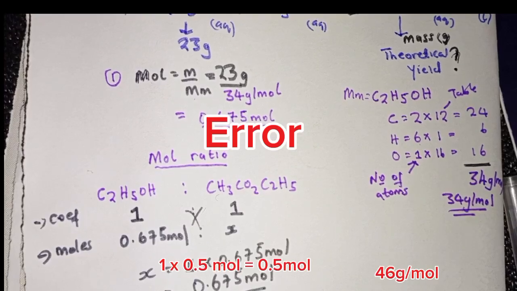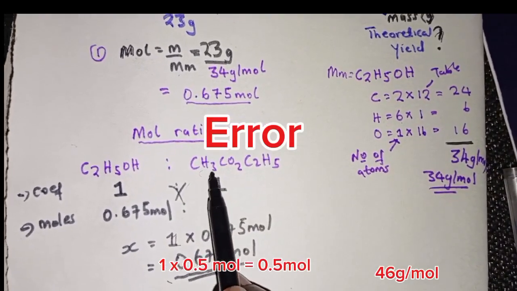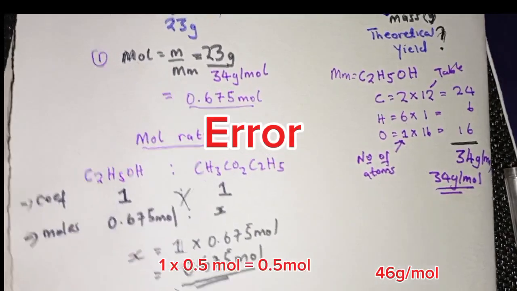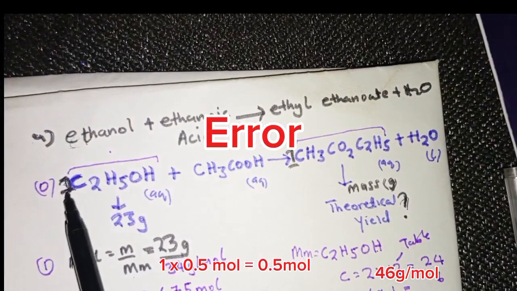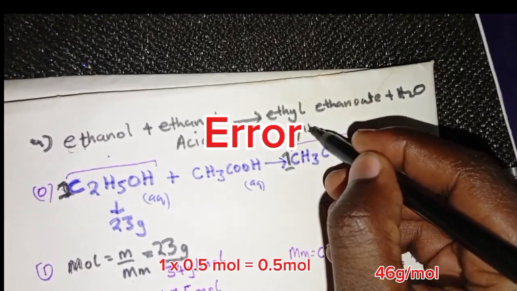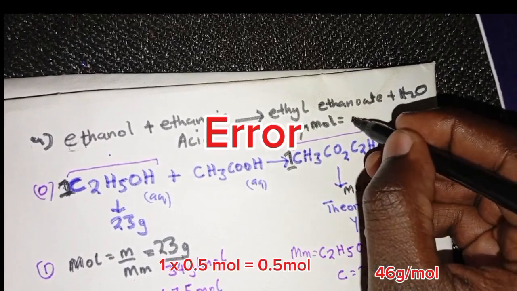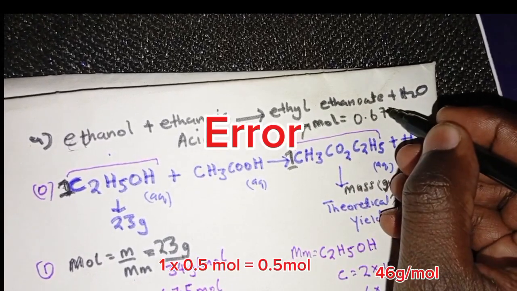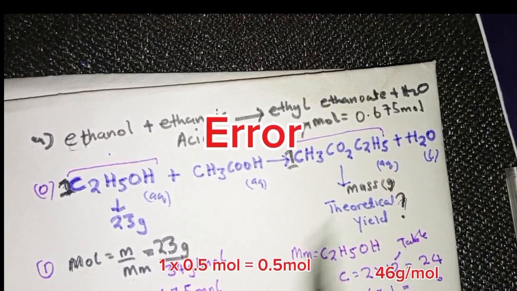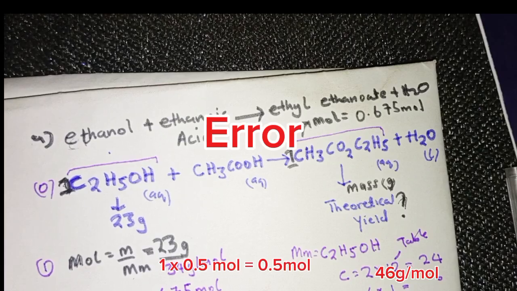So now these moles, what have we discovered? We've discovered that this compound has the exact same moles as the ethanol. And the reason is simple, because you have one to one, so it's the same. So the mole for this guy from the mole ratio is just 0.675 mole. Now we can find the mass. Each time you are given a mole of something, you can easily find the mass.